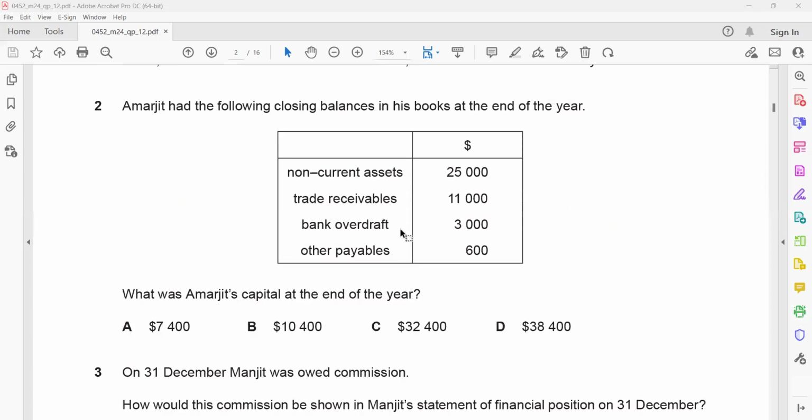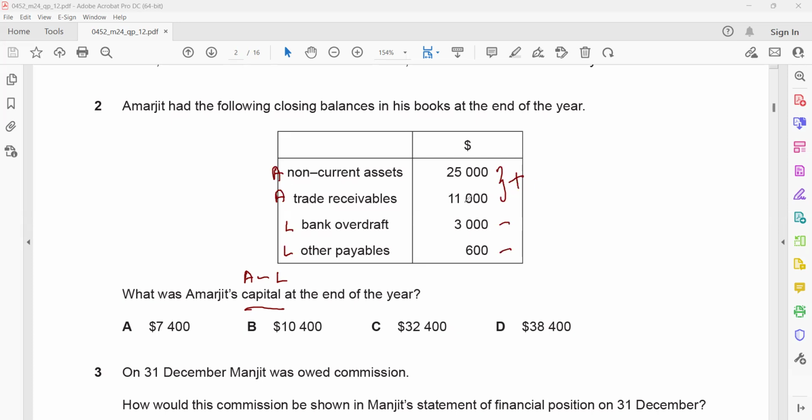Number 2. Amaji has the following closing balance in his book at end of the year. Non-current asset, trade receivable, bank overdraft, other payable. Capital means asset minus liability, accounting equation. This is asset, asset, liability, liability. So take these two plus and minus these two.